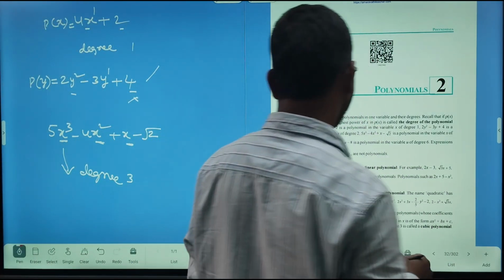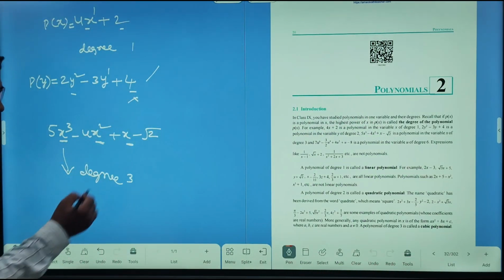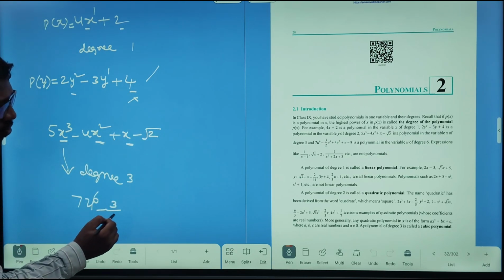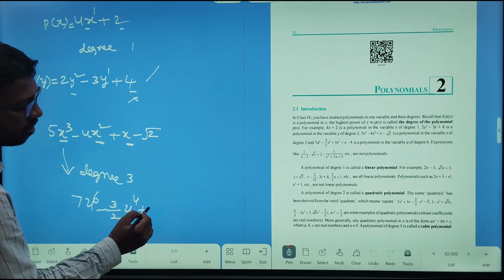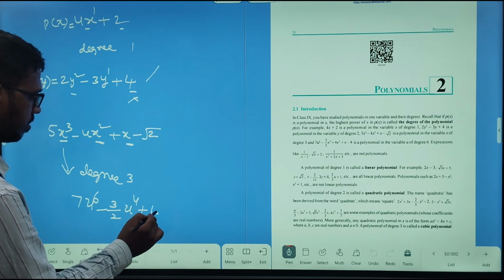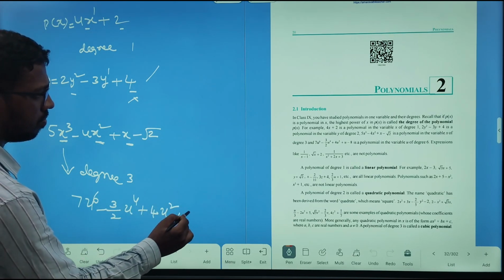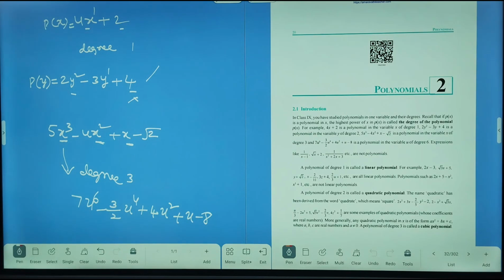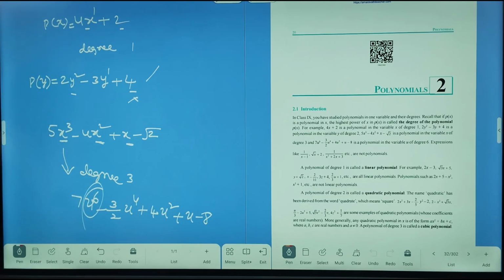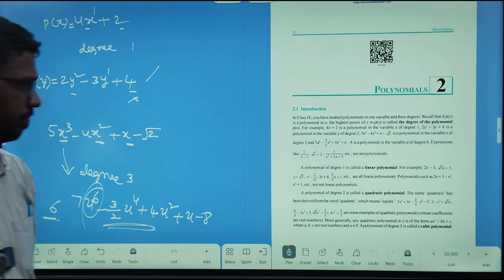Okay. So now if you take another polynomial which is explained there, 7u power 6 minus 3 by 2 into u power 4 plus 4u square plus u minus 8. This is a polynomial in terms of u. The variable they have taken is u. In terms of u, this is a polynomial of degree, highest degree is 6 here. This is the highest degree. So the degree of this polynomial is 6 in terms of the variable u.